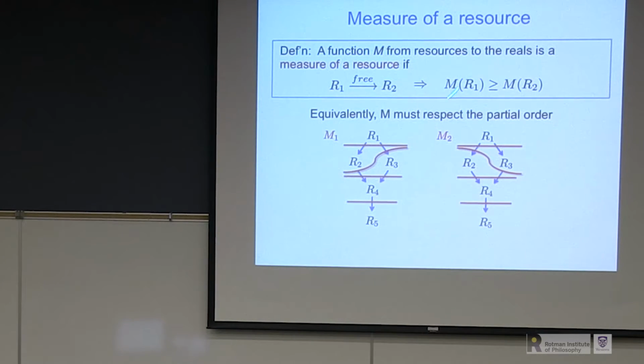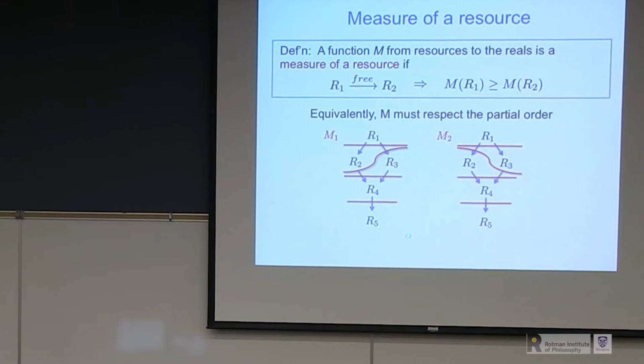And now the point is that any given measure always induces a total order on the states, and so it doesn't capture the partial order. If I just tell you the value of an individual measure, you can't figure out where you are in the partial order based on that value alone.